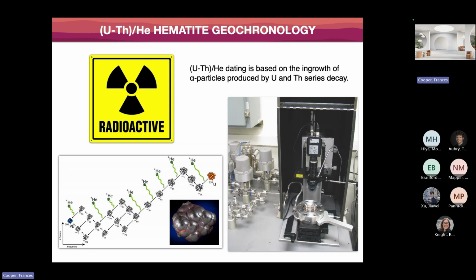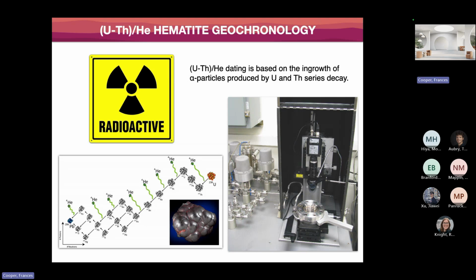But because helium is a noble gas, most of the time that helium will just float off happily and exit the crystal. You have to get down to a pretty low temperature before that helium will be retained within the crystal lattice. So that's why it's used as a low temperature thermochronometer. In things like zircon, the closure temperature is about 190, 200 degrees C. In apatite, it's about 70 degrees C. So you have to cool these things down a lot to be able to trap that helium.